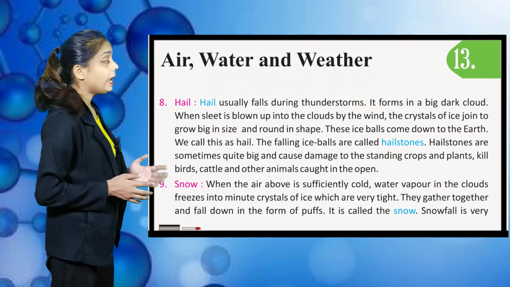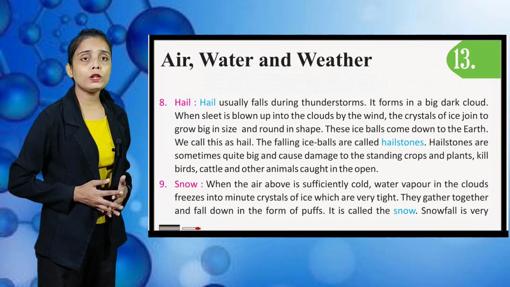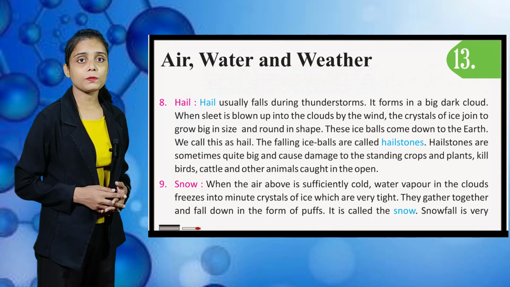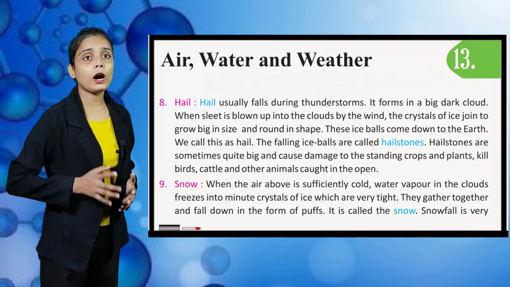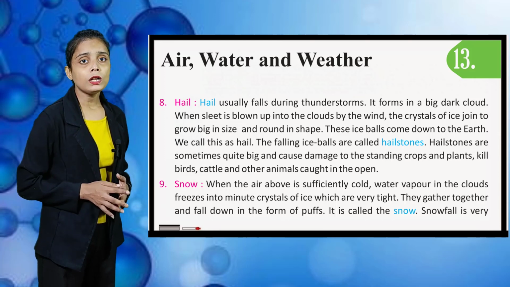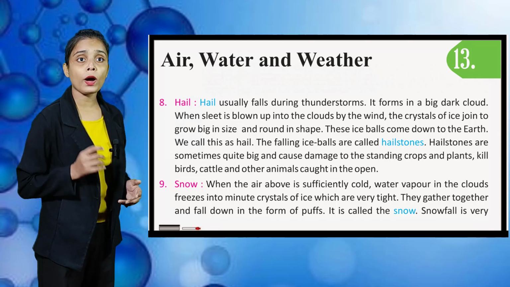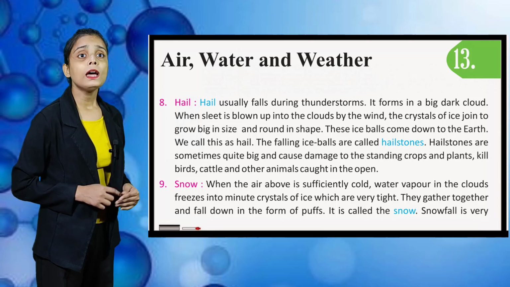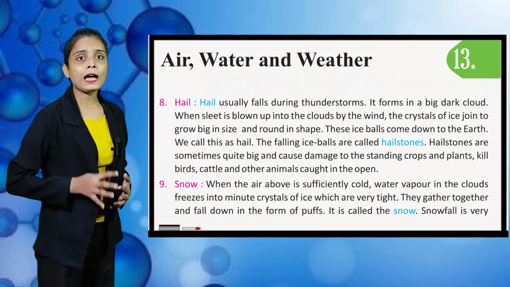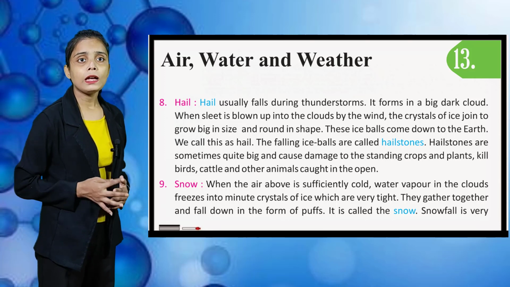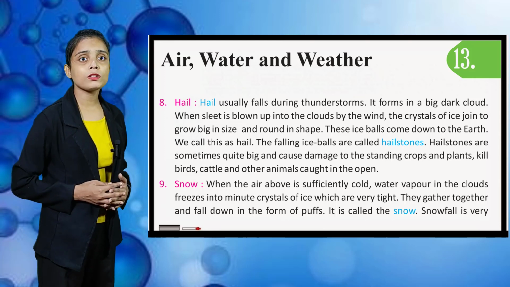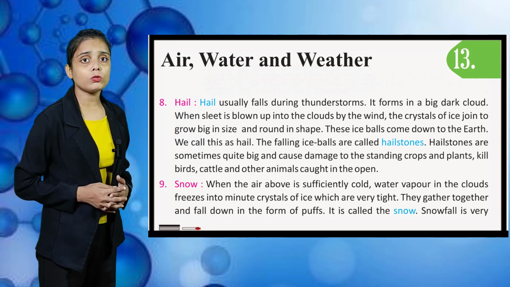Next is hail. Hail usually falls during thunderstorms. It forms in a big dark cloud. When sleet is blown up into the clouds by the wind, the crystals of ice join to grow big in size and round in shape. These ice balls come down to the earth. We call this hail. The falling ice balls are called hailstones.